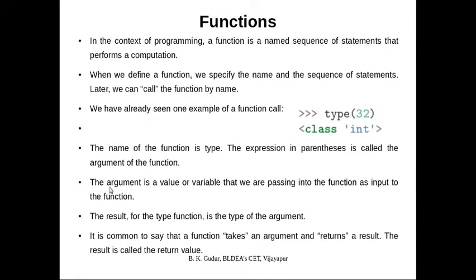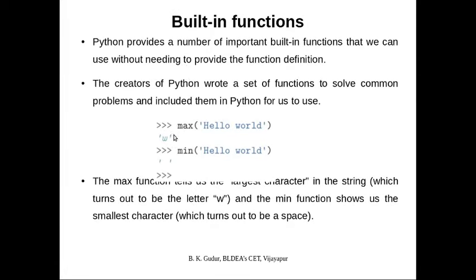The argument is a value or a variable that we pass into a function as an input. The result for the type function is the type of the argument. It is common to say that a function takes an argument and returns a result. The result is called a return value. Among built-in functions, we have seen max, which returns the maximum character inside a string, and min, which returns the minimum character inside a string. Here maximum and minimum are with respect to the ASCII value.